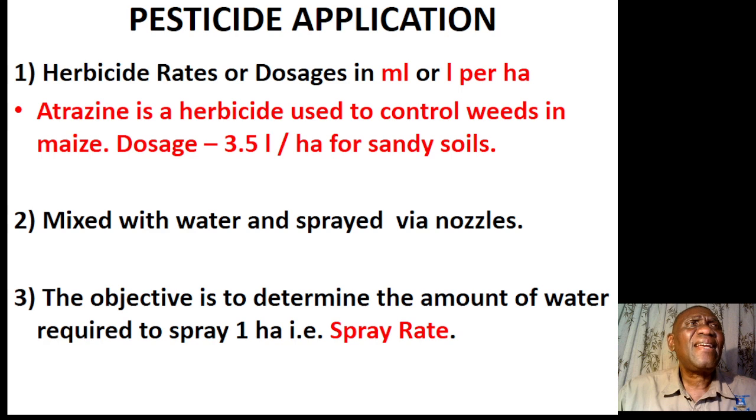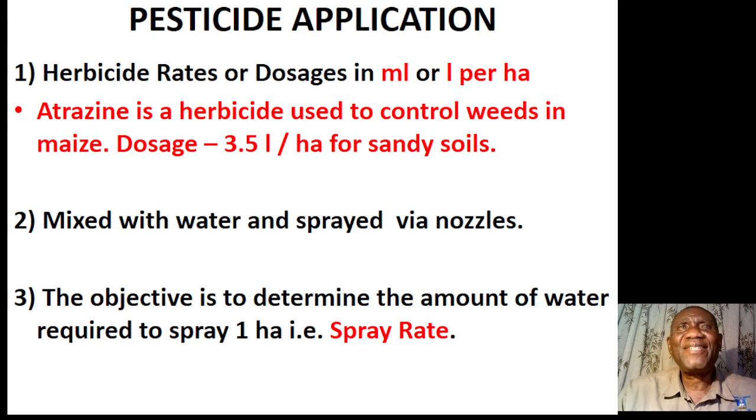Now on pesticide application, you may find that herbicide rates, or it could be pesticide rates, or dosages, are in milliliters or liters per hectare. For example, atrazine is a herbicide used to control weeds in maize, and the dosage for sandy soils is 3.5 liters per hectare. Now the question is, how can we possibly apply 3.5 liters per hectare?